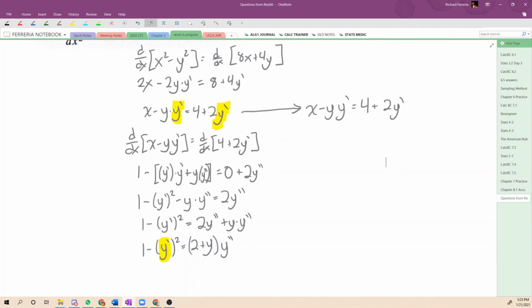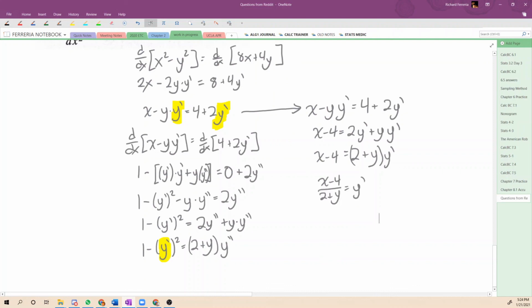First, I'm going to subtract that 4 from the right side and add the y prime from the left. Factor the y prime on the right side, and then divide by 2 plus y. And now I have an equation for y prime in terms of only x and y, which I'm going to use to substitute.